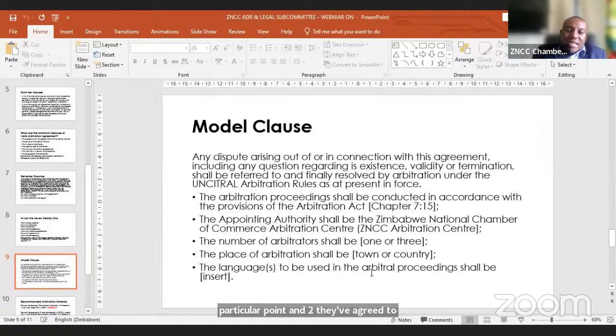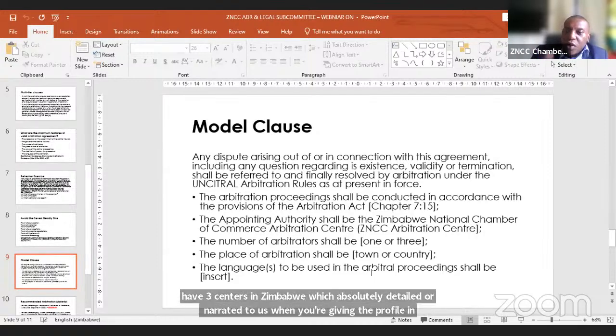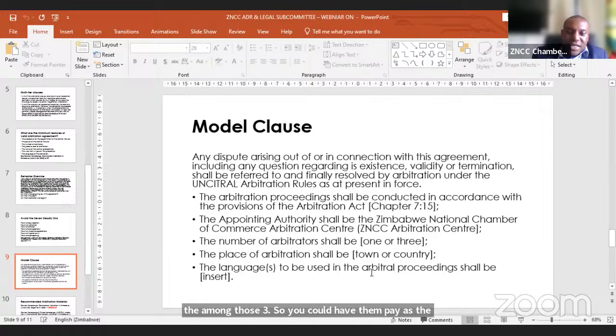But we do have 3 centers in Zimbabwe, which Absalom has already detailed to us when he was giving the profile, and I'm on those 3. So you can have them there as the appointing authority. You can choose the ADSC, IMA, or CAC. You can put them there. But the model clause should read ideally something like this.